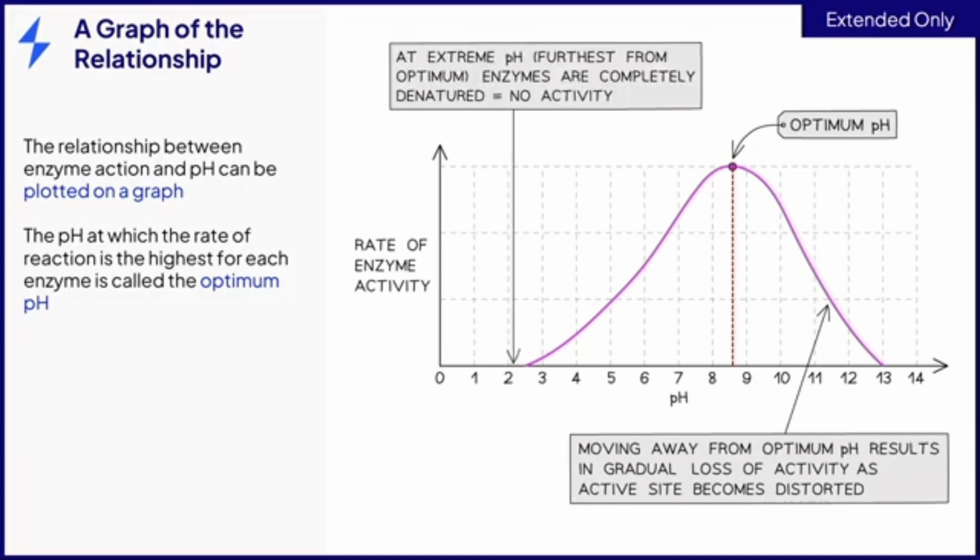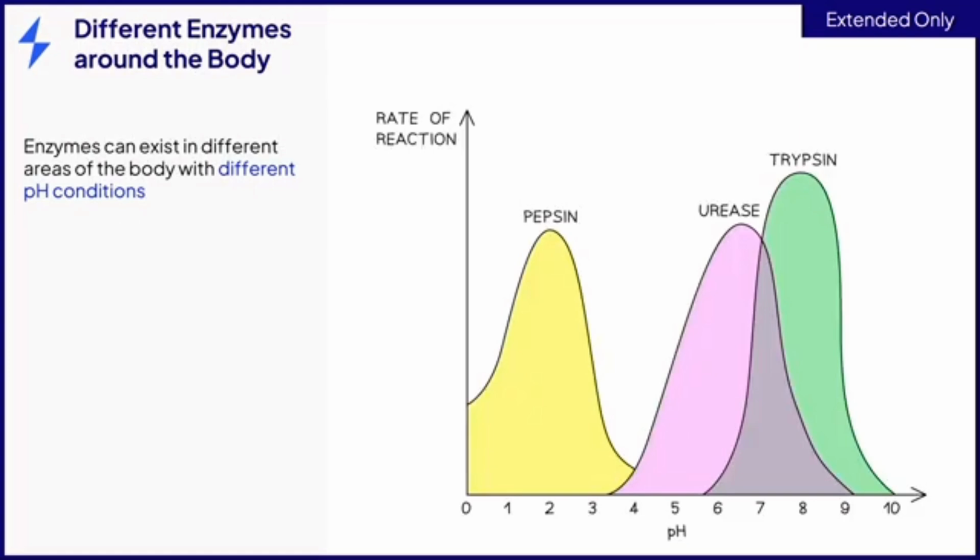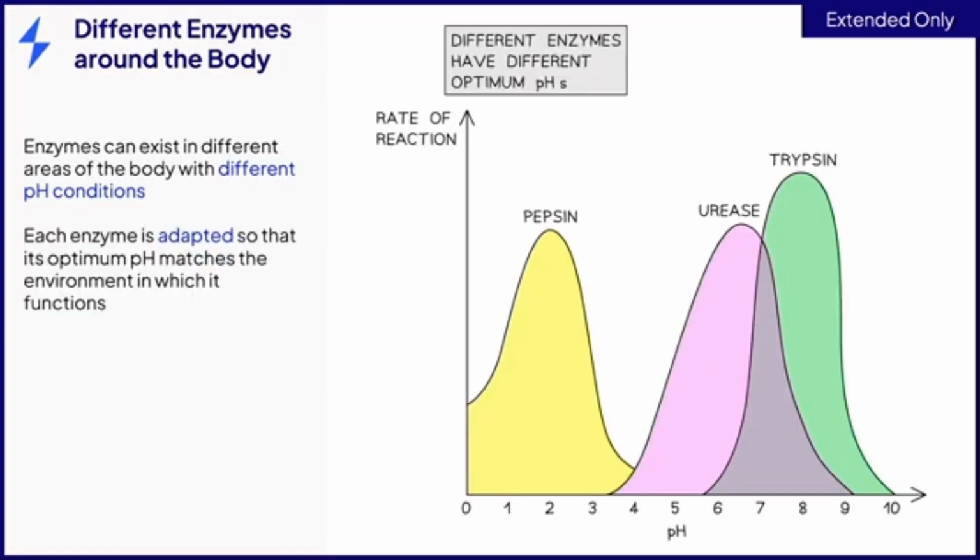At extreme pH conditions above and below the optimum, the active sites of all the enzymes become denatured, and the enzyme activity stops. Make sure you're familiar with this graph because you may be asked to draw, describe, or explain it. Not all enzymes have the same optimum pH as each other, and are instead adapted for the conditions of the area of the body in which they normally function.